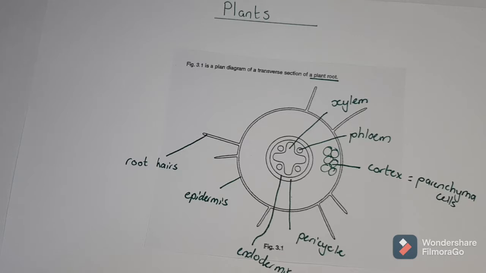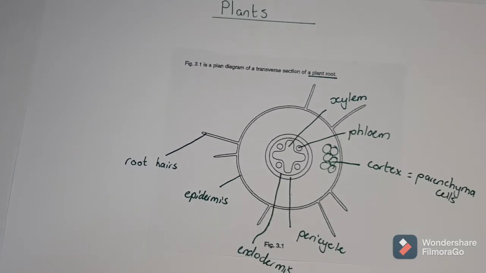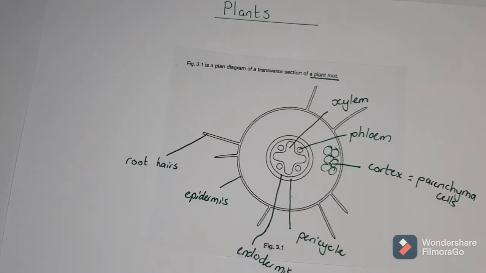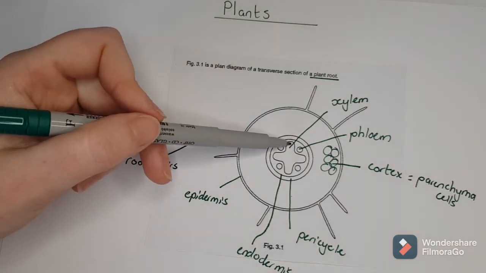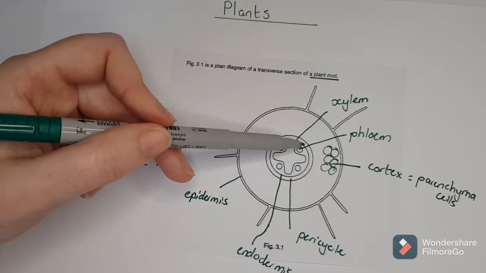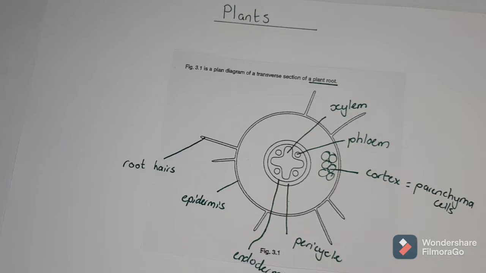And your xylem and your phloem are your transport tissues for our plant system. So our xylem is going to transport water and our phloem is going to transport sugars. And in a root, you're always going to have the xylem in the middle in that shape with the phloem in the corners of the arms.